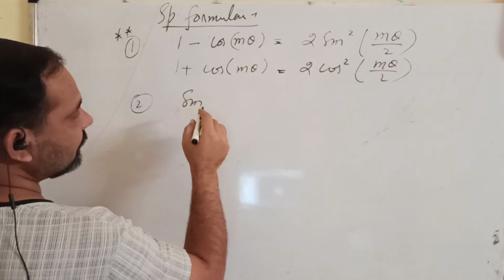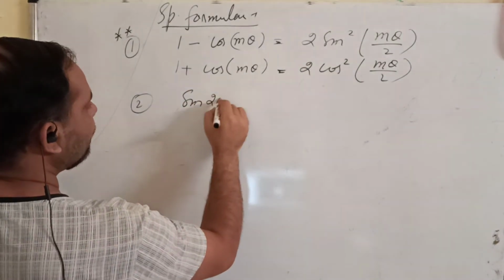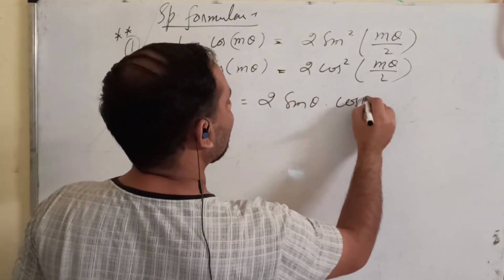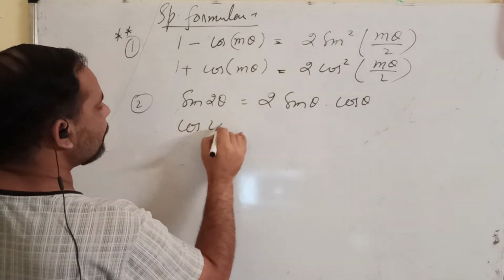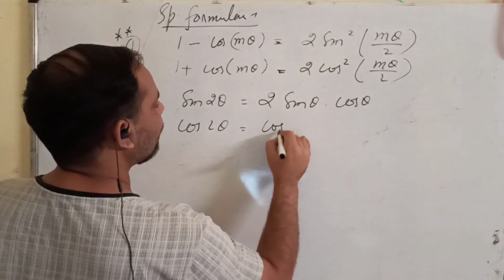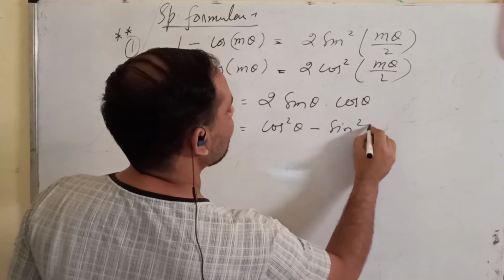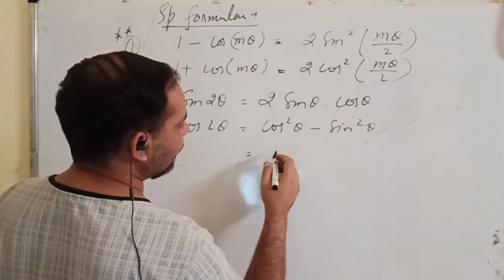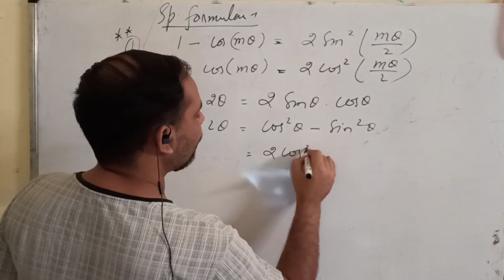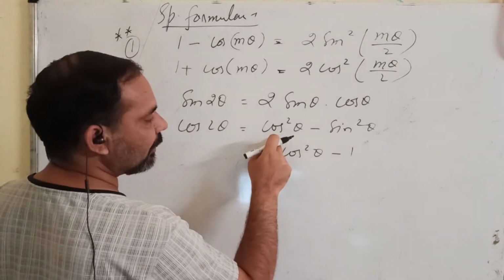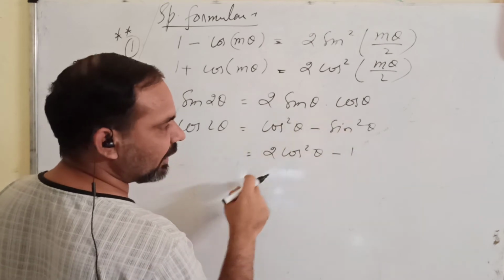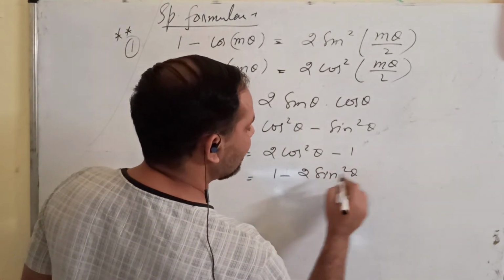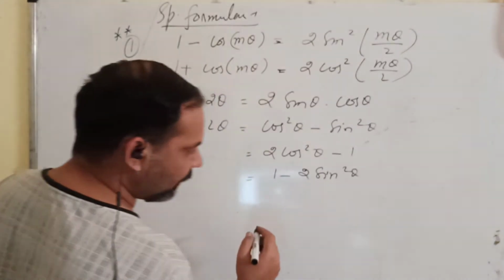we have the formulas for 2 theta. Sin 2 theta is 2 sin theta cos theta. Cos 2 theta is cos square theta minus sin square theta. Now if you replace this sin square theta by 1 minus cos square theta, then it becomes 2 cos square theta minus 1. If you replace this cos square theta by 1 minus sin square theta, then it becomes 1 minus 2 sin square theta. And one more formula is there.